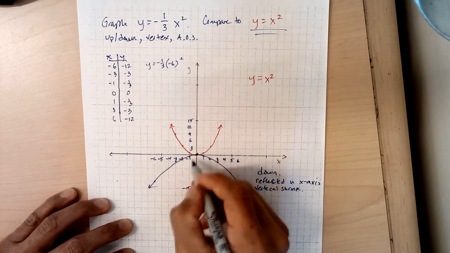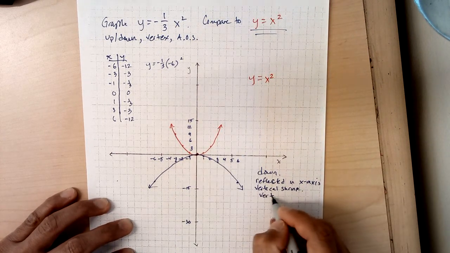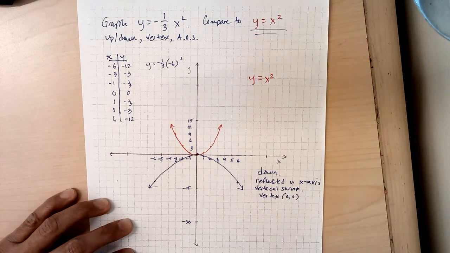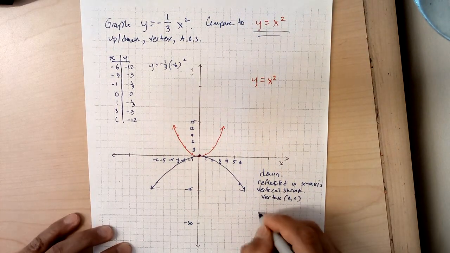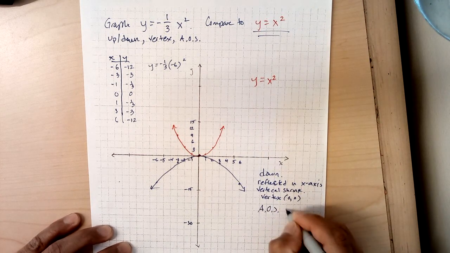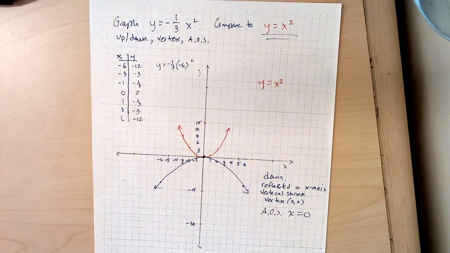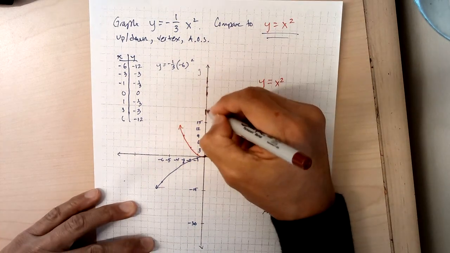And the vertex, again, of both of the graphs, but specifically the blue graph, or y equals -1/3 x squared, is 0, 0. And then lastly, the axis of symmetry. That hasn't changed. It's still x equals 0, or in other words, the y-axis. Here's the axis of symmetry for both of the graphs.